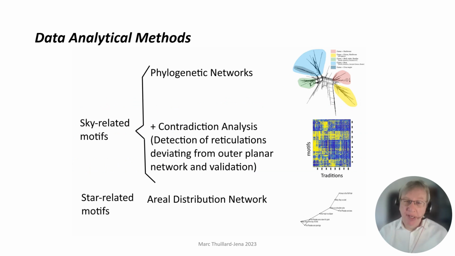I don't have time to go very deep into the data analytical methods that I've used. I use basically a combination of phylogenetic network and a contradiction analysis to classify the different motifs. And for the star motifs where classification was not possible, I used an areal distribution network. I've just published the second edition of my book on wavelet and soft computing, and these methods are described in the book, so please refer to it if you want to get some more information. Let's concentrate on the results.